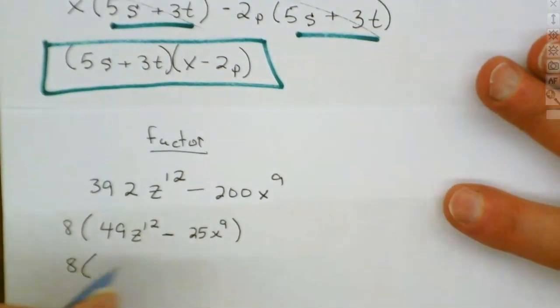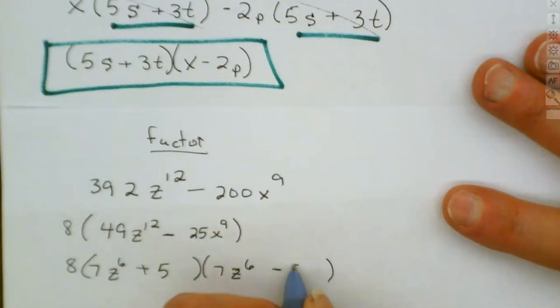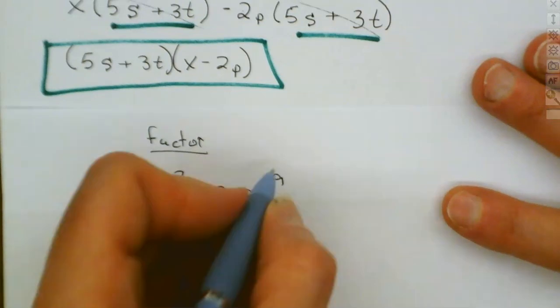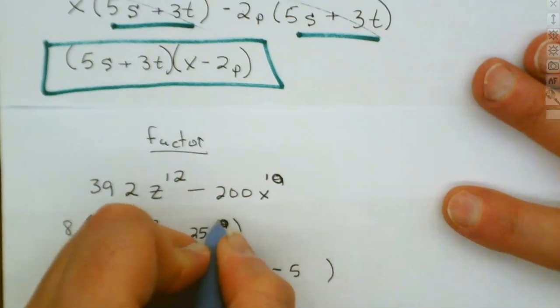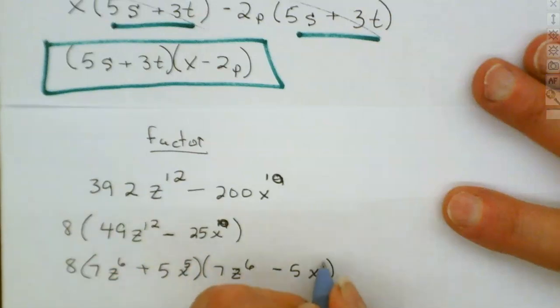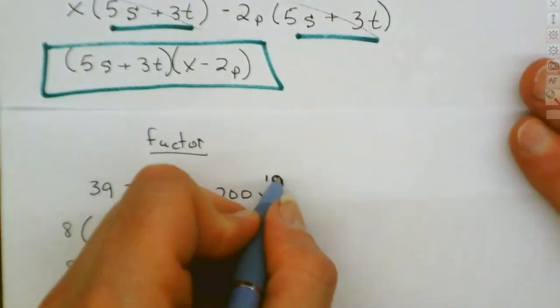So how does this factor from here? The 8 stays. We have a plus and we have a minus. 49 is a perfect square of 7 and 7, z to the 6th, z to the 6th. And then what about 25? 5 and 5, x cubed, x to... I should have made this x to the 10th there. That way it'll work. Otherwise it won't. Sorry about that, wasn't careful. Make that an x to the 10th, and then that'll split up into x to the 5th and x to the 5th.